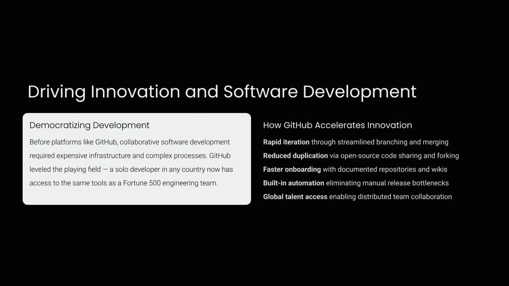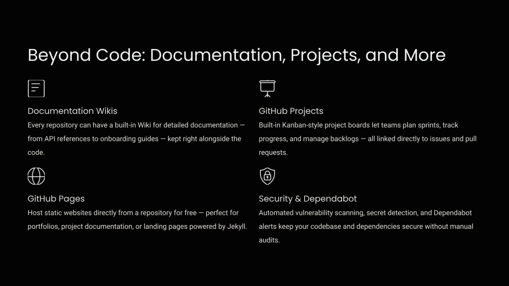GitHub democratizes development, giving solo developers access to the same powerful tools as large engineering teams. It accelerates innovation through rapid iteration, reduces code duplication, and enables faster onboarding and automation. GitHub is more than just code. It provides integrated tools like documentation wikis, Kanban-style GitHub projects for tracking work, and GitHub Pages for static site hosting. Security features like Dependabot ensure your code stays secure.